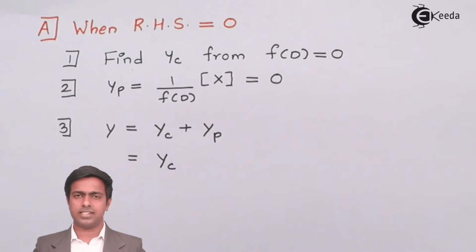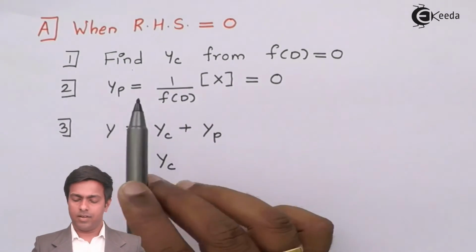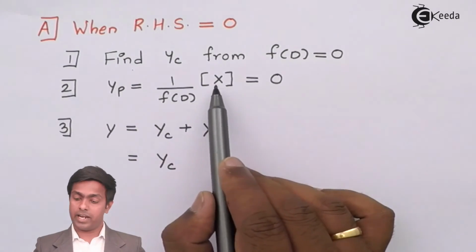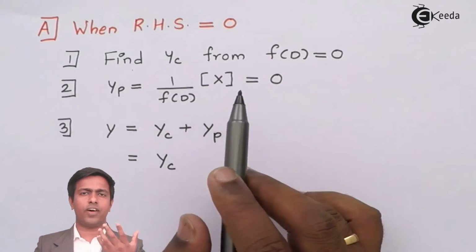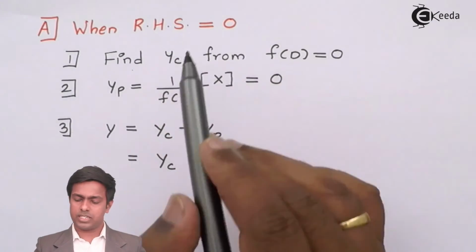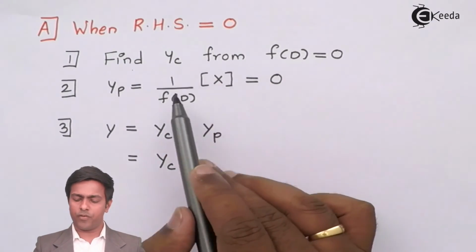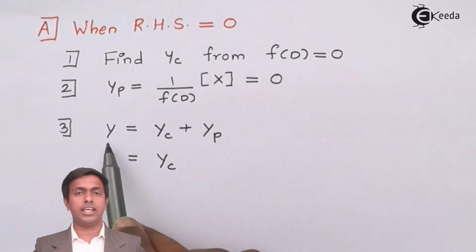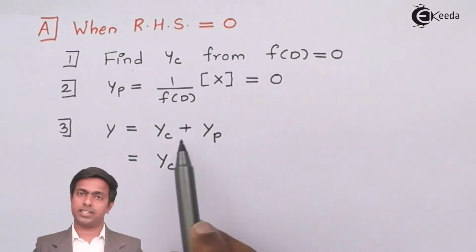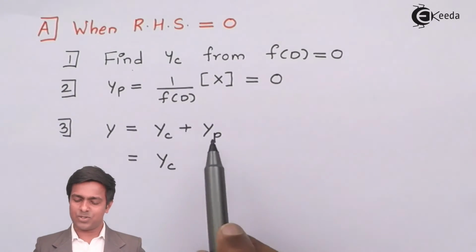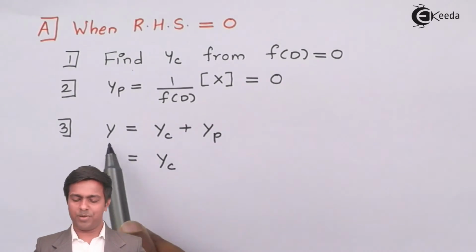So we got yc. Now step number 2 is to find yp. So yp is 1 upon f of D into X, where X is the right hand side of the higher order differential equation. But guys, let me tell you that the right hand side is 0. So since it is 0, 1 upon f of D into 0 will be 0. It means yp is 0. And guys, therefore y is yc plus yp, that is complementary function plus particular integral, and since yp is 0, our y will be yc.